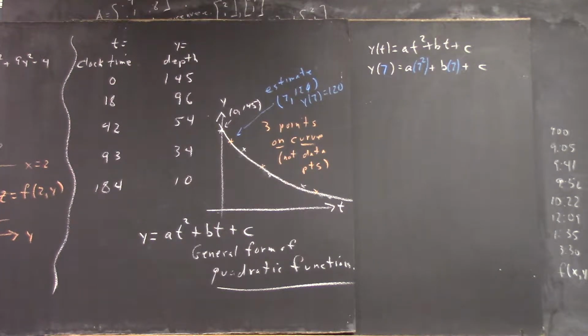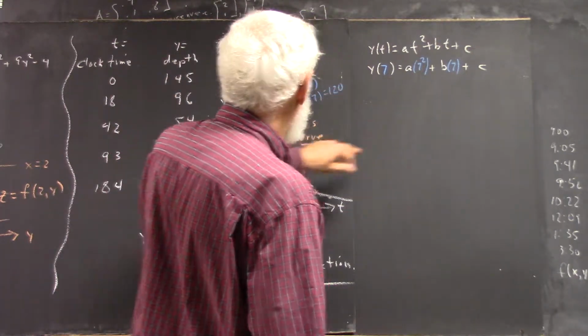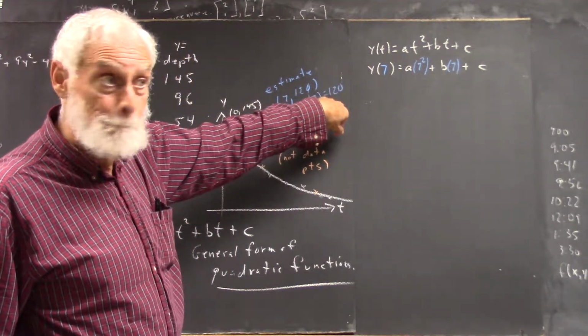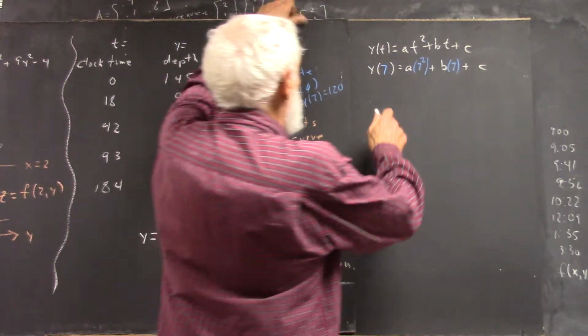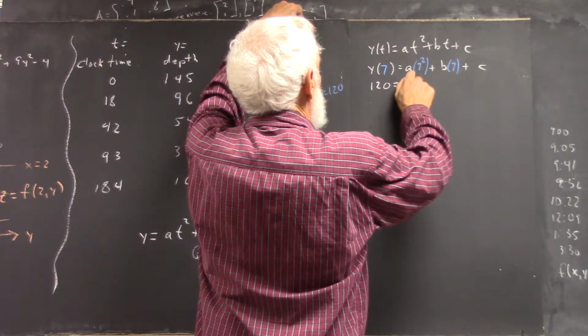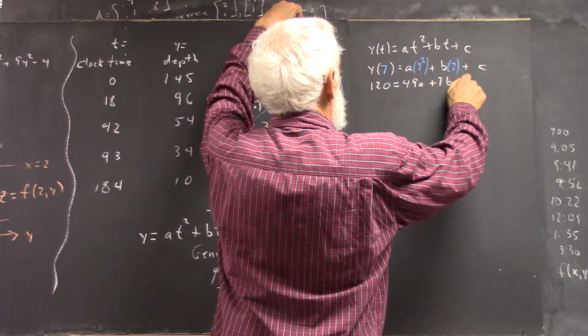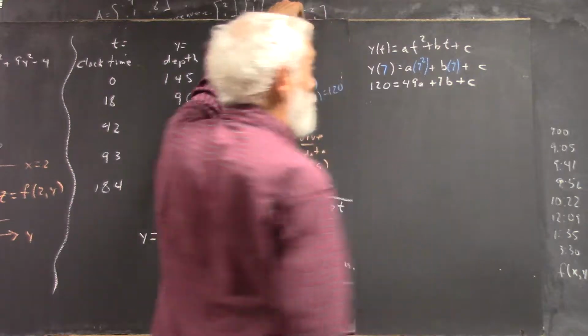Was that difficult? Can you do that? Will you be able to do that with the points that you estimate? Sure. Okay? Look at the video again if you need to. Well, what is y of 7? Well, y of 7 is 120, right? So now we have the equation 120, and 7 squared times a is 49a, and of course this is 7b plus c, right?